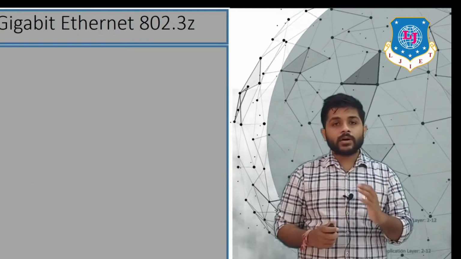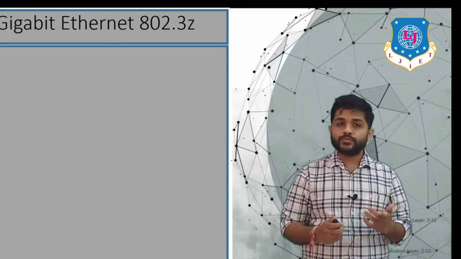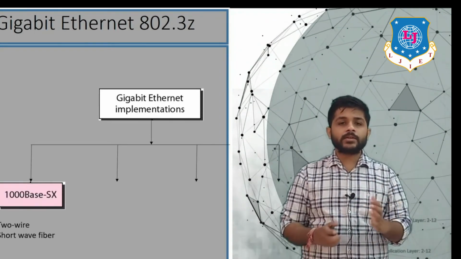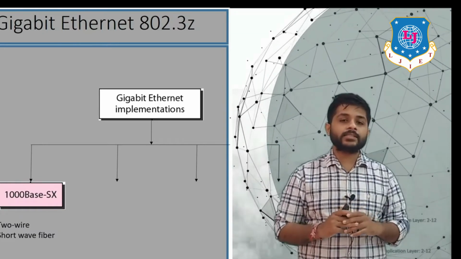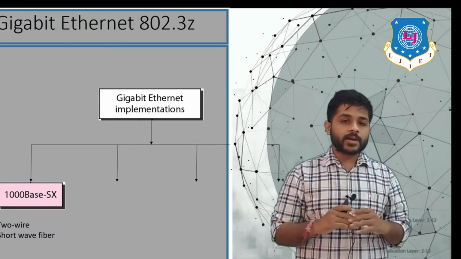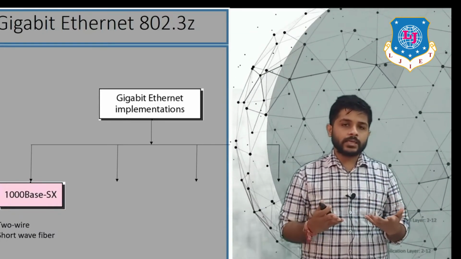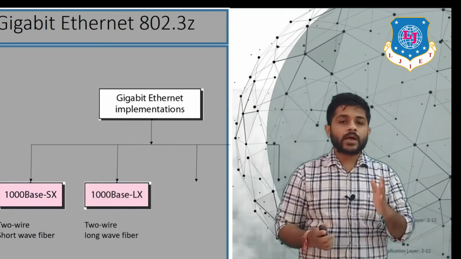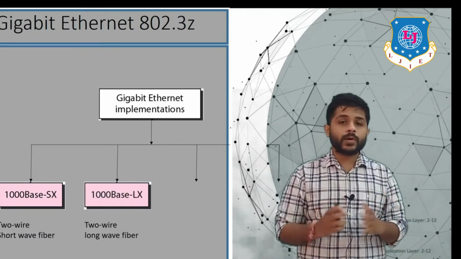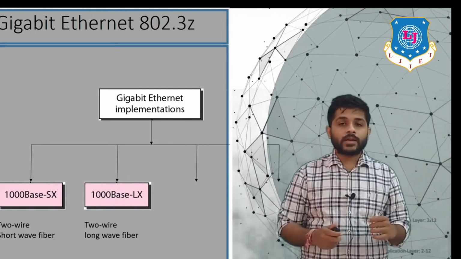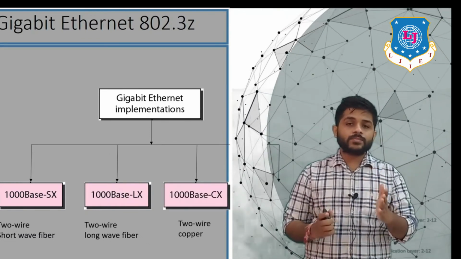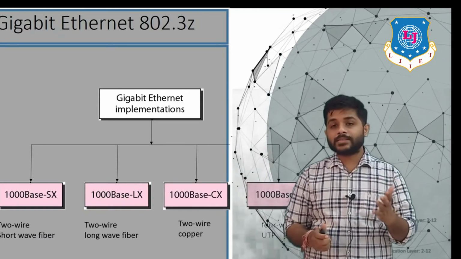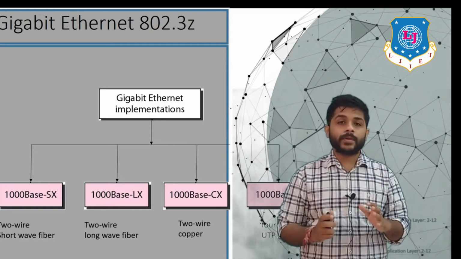The last Ethernet standard is 802.3z, which is also known as gigabit Ethernet, and the implementations for gigabit Ethernet are 1000BASE-SX, which is short wave fiber. So we are using fibers, right? Because fiber provides speed in gigabits. After that, 1000BASE-LX, which is 2-wire long wave fiber. Then there is 1000BASE-CX, 2-wire copper, and 1000BASE-T, which is 2-wire UTP.